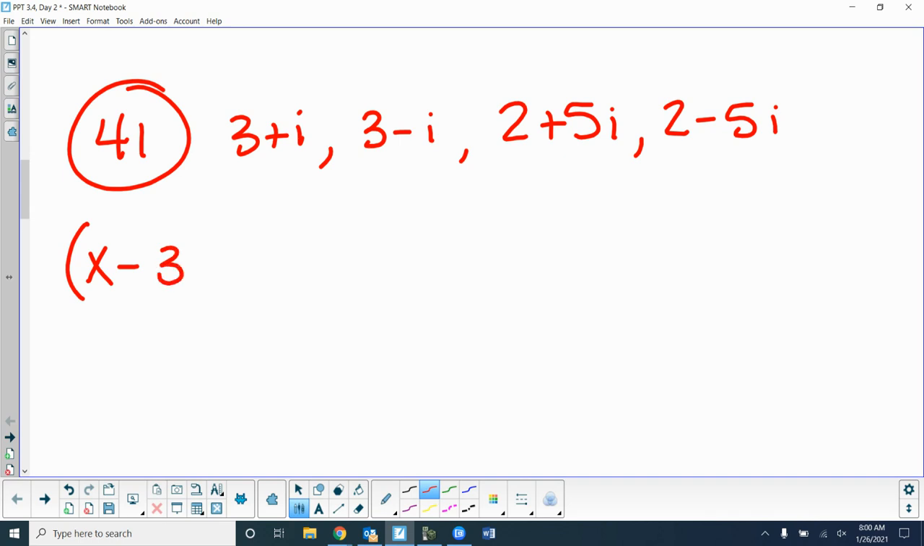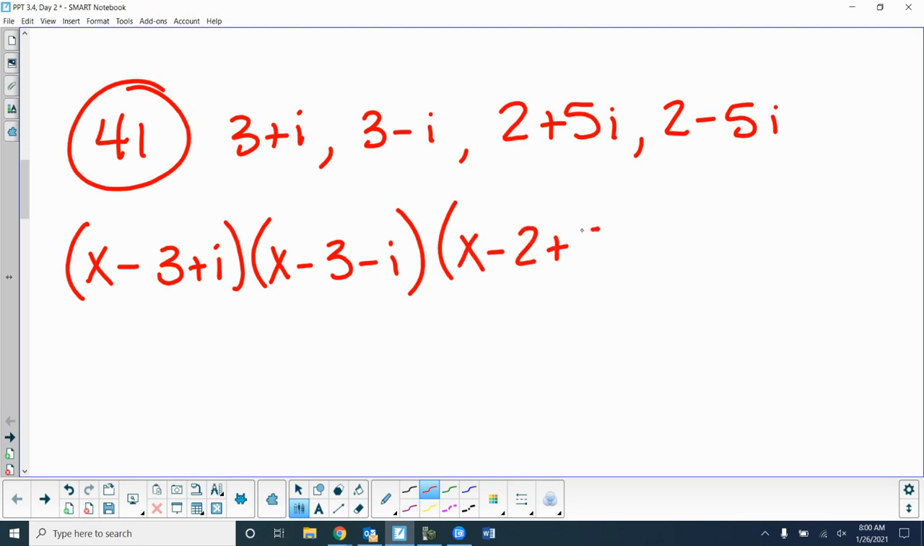So x minus 3 plus i. And x minus 3 minus i. And x minus 2 plus 5i. And x minus 2 minus 5i. Okay? So it's always x minus, and then just put whatever it is when they're complex like that. Okay? Then you gotta just multiply it out.